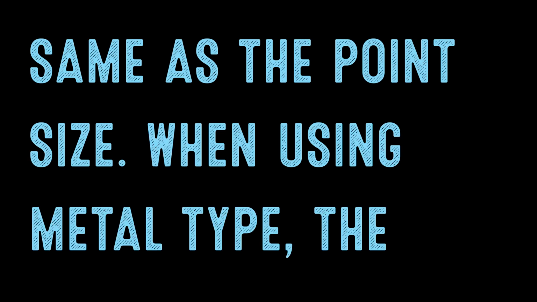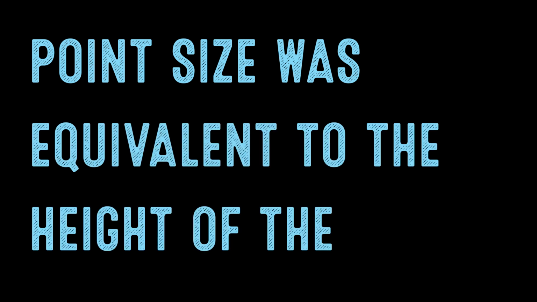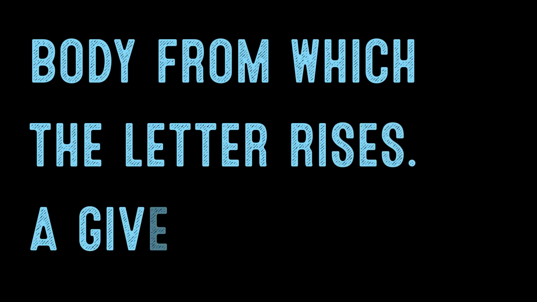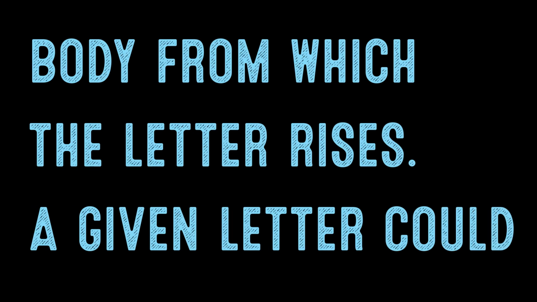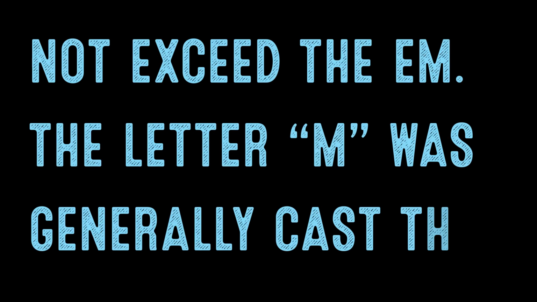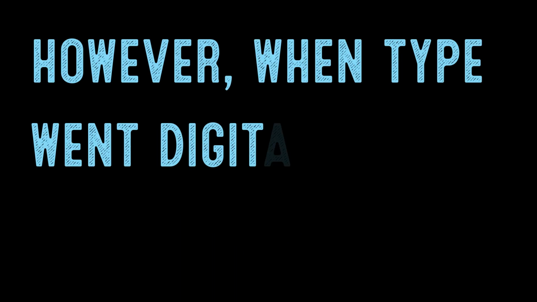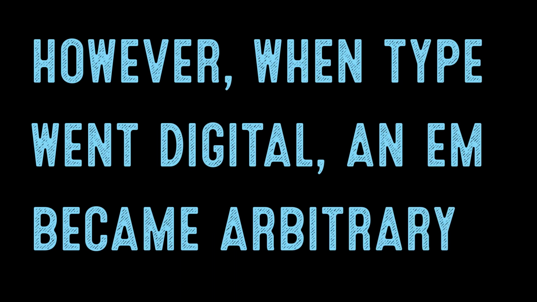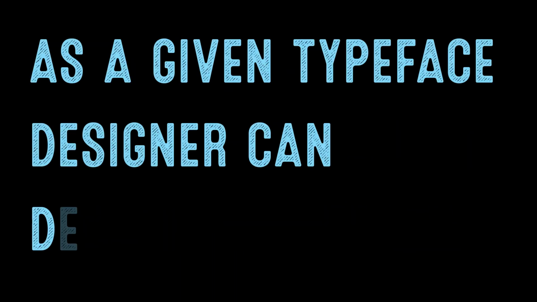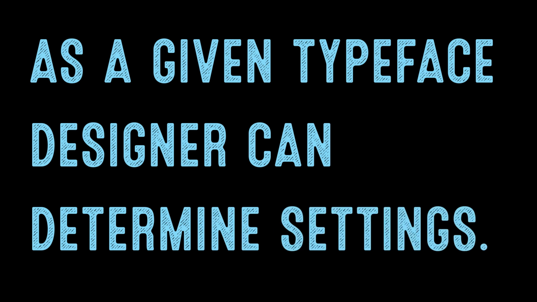as the point size. When using metal type, the point size was equal to the height of the metal body from which the letter rises. A given letter could not exceed the M. The letter M was generally cast the full width of the square blocks or M quads. Here is an illustration of metal type so you can visualize an M. However, when type went digital, an M became arbitrary as a given typeface designer can determine settings.